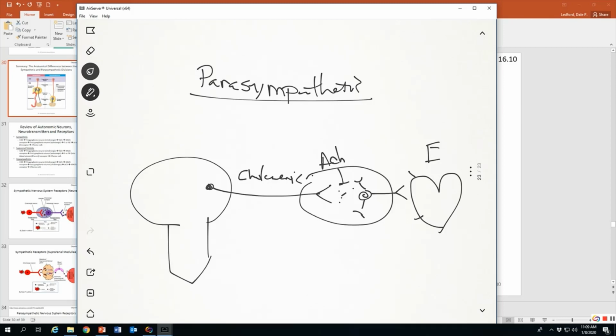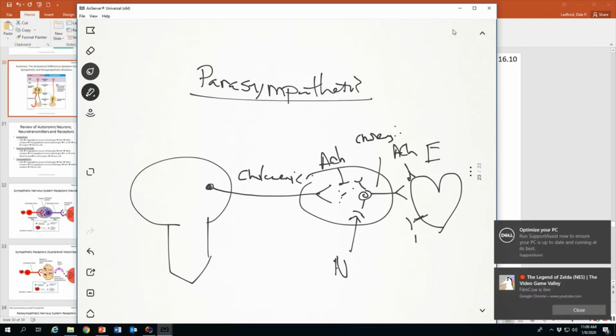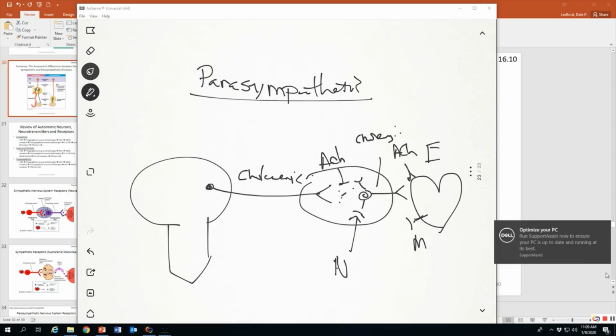Now, this effector here happens to have some receptors as well. So let's look at the receptors found here. If this is a ganglia, all ganglionic receptors have nicotinic acetylcholine receptors. So this is a nicotinic receptor, nicotinic acetylcholine receptor. Now the postganglionic cell here is also cholinergic, which means it releases ACh, and here we need a muscarinic receptor.